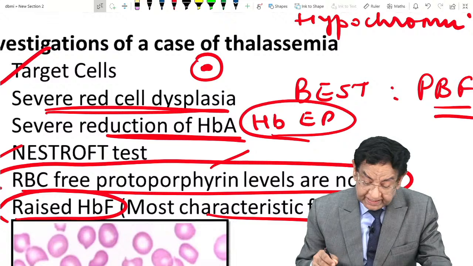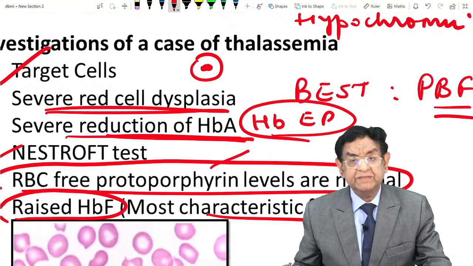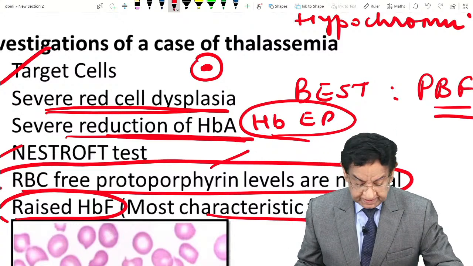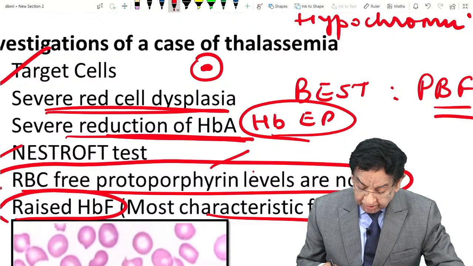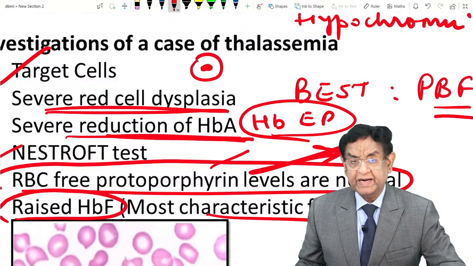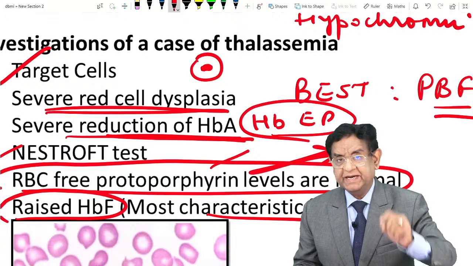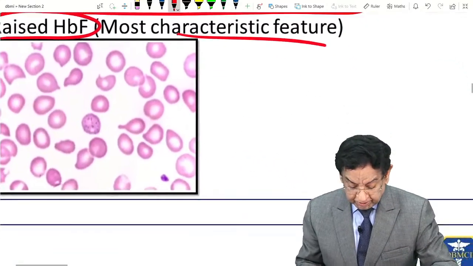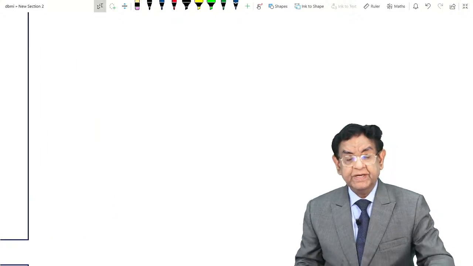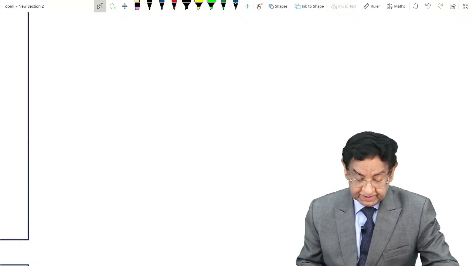Well, regarding this reduction in HbA, raised HbF level, hemoglobin electrophoresis, I discussed previously. So I would like to talk about this particular entity. Free protoporphyrin levels are normal. This is not known to 99% of students. So I'll talk more about this detail. Okay, protoporphyrin level is normal. What is this?